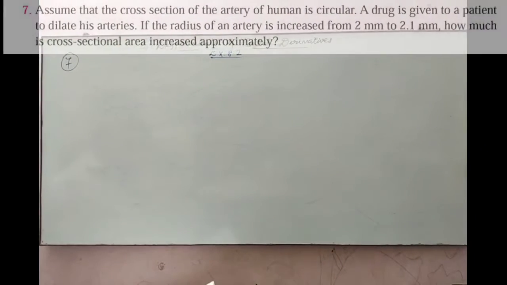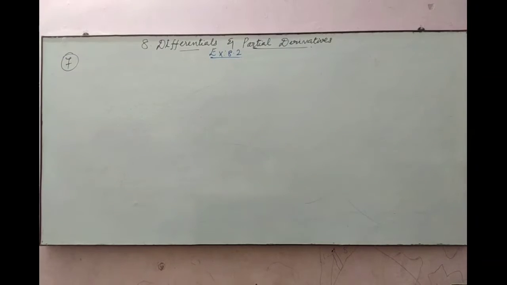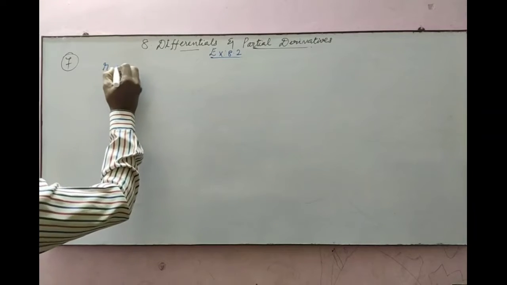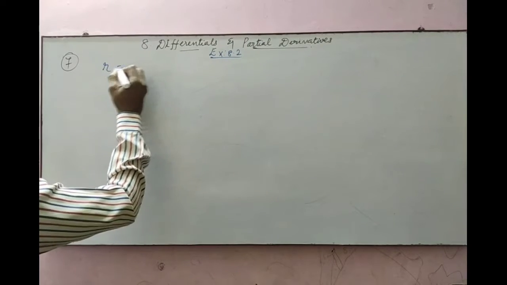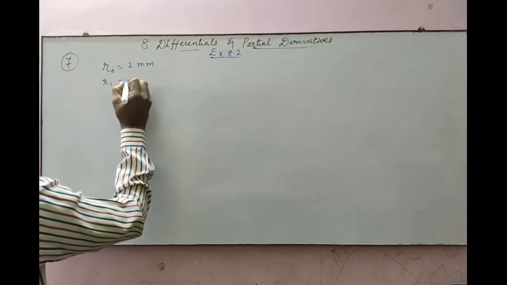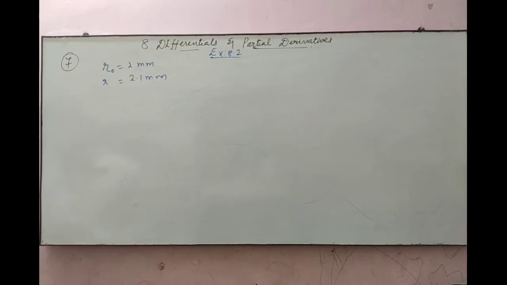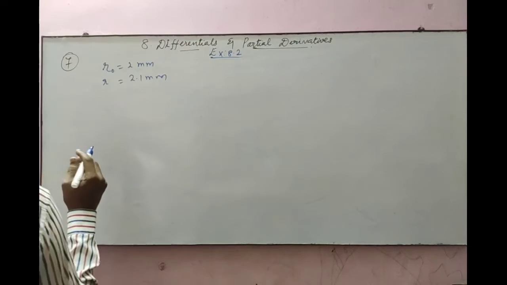Next, in the seventh sum, assume that the cross section of the artery of a human is circular. A drug is given to a patient to dilate his arteries. If the radius of an artery is increased from 2 mm to 2.1 mm, how much is the cross sectional area increased approximately? So we have to take the radius of the artery r0 as 2 mm and then r as 2.1 mm.